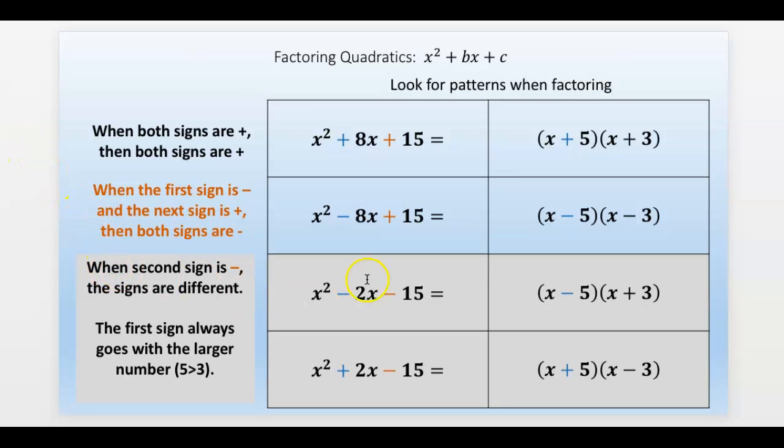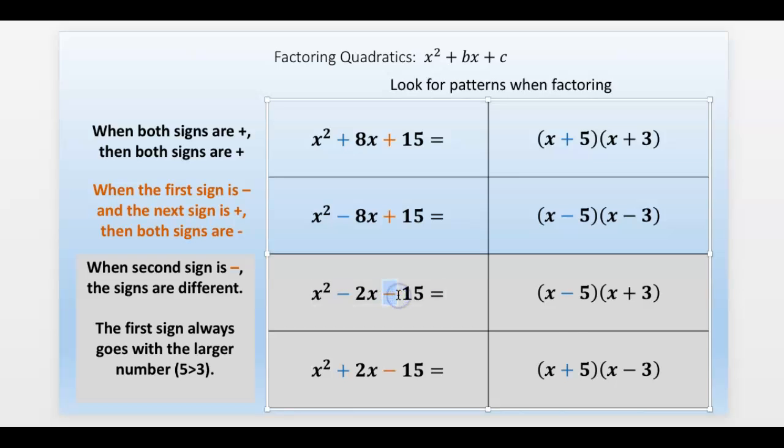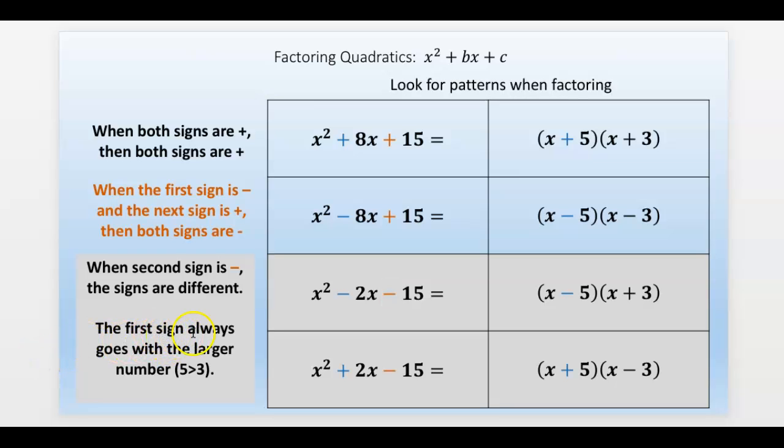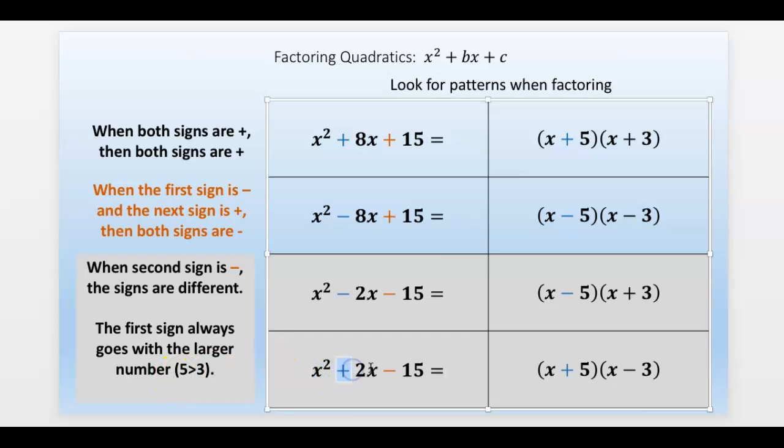All right, when the second sign is negative, at negative 15, again, that means the two factors have two different signs. One's a plus and one's a minus. Remember, the first sign always goes with the larger number. That plus right there in front of the 2 goes with the 5. Right here, the minus in front of that 2 goes with the 5.